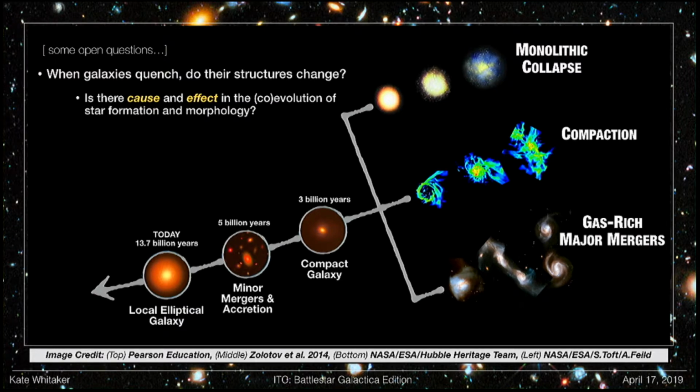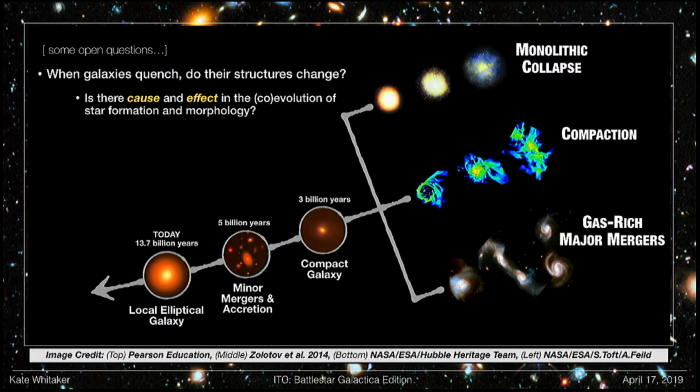So we observe from surveys, especially driven by HST, that we have compact galaxies not long after the Big Bang. And then we see evidence for minor mergers and accretion, and they evolve perhaps into a local elliptical. But the question still really remains, how, at these early times, can we explain the existence of these compact galaxies? And there's a lot of different ideas, especially driven by theory, in terms of how we explain this.